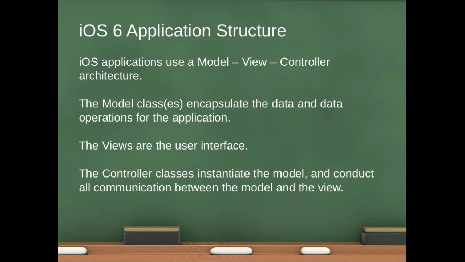The views, of course, are the user interface. This is what the user sees and will interact with. And the controller classes function as sort of the glue. They are the telecom switch, if you will, between the model and the view. So the controller classes will instantiate the model, and they will conduct all the communications between the model and the view. If the user selects a control, touches a button, or so forth, the controller will deal with that interaction and will make appropriate adjustments to the model if necessary.